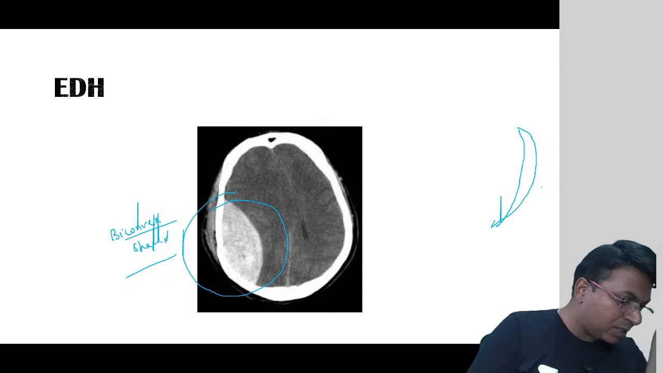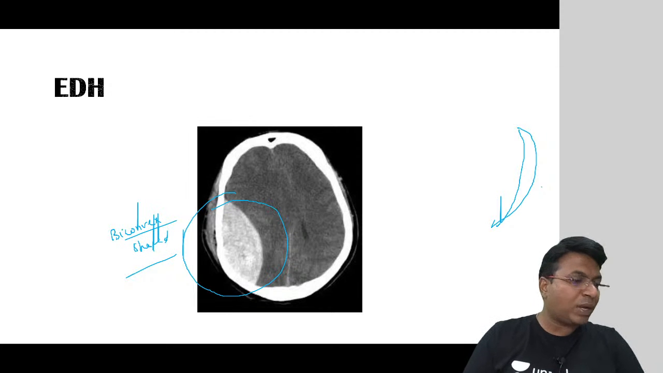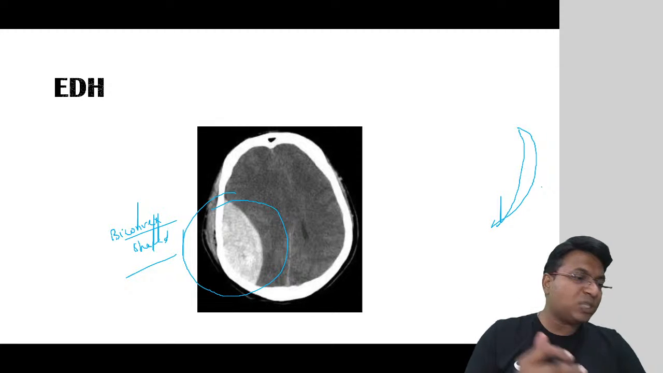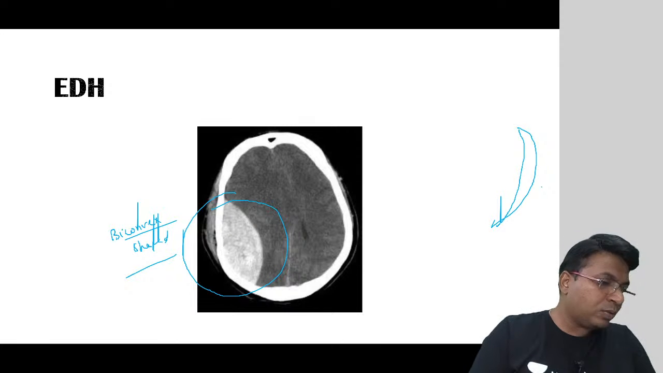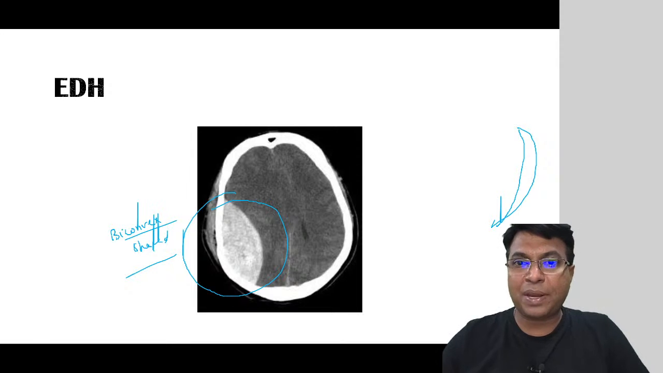Yes, Ali Raza, even chronic SDH can have a lucid interval, but this case is an acute case. Within playing he has come to you immediately. So acute EDH has a more common chance of lucid interval. Chronic SDH can also cause lucid interval, but we specifically call EDH for lucid interval. A one month difference would be very rare. EDH, extradural hemorrhage, is biconvex.